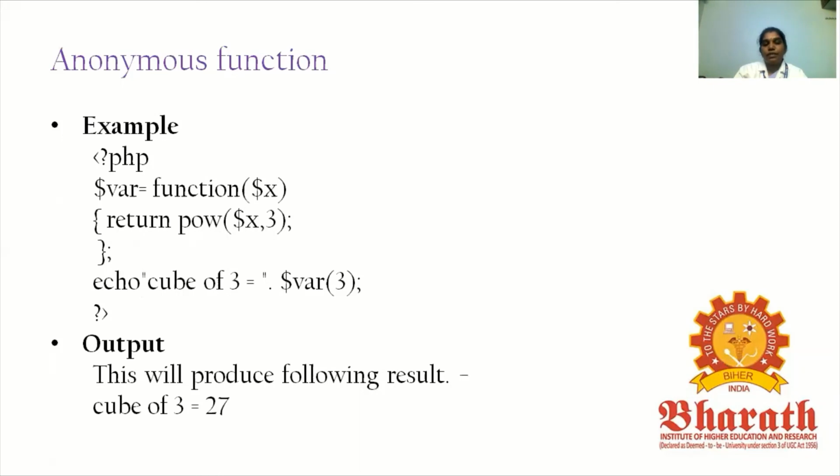See, the anonymous function is already assigned to the variable. So we passed the value 3, and the 3 will be assigned to the variable x. Then the power function finds the cube value. This will produce 27. 27 is the answer for this simple program.